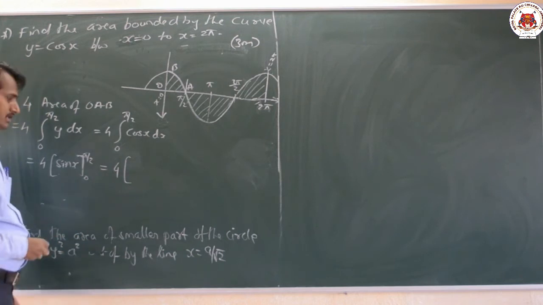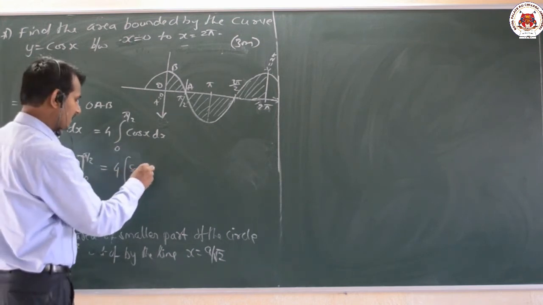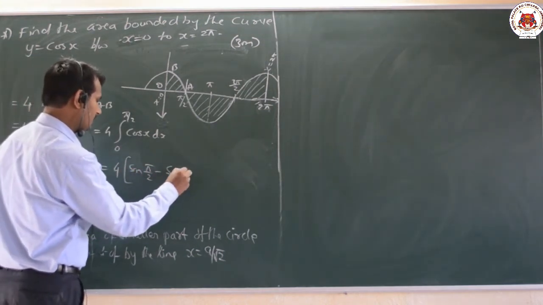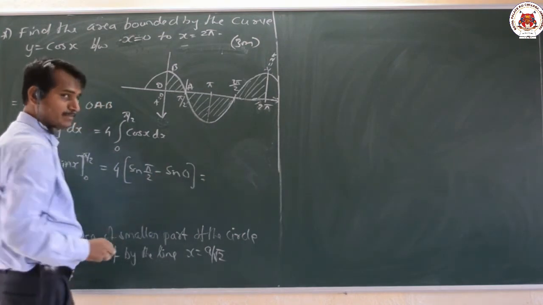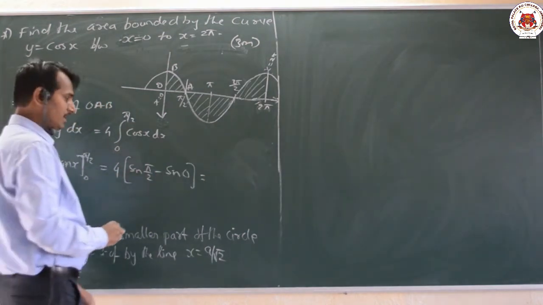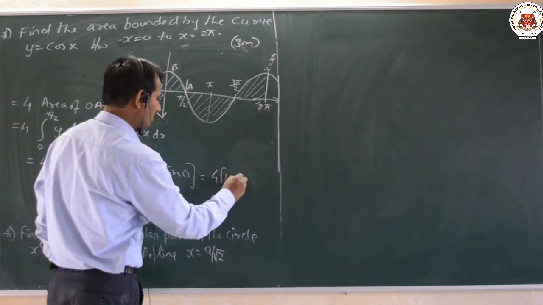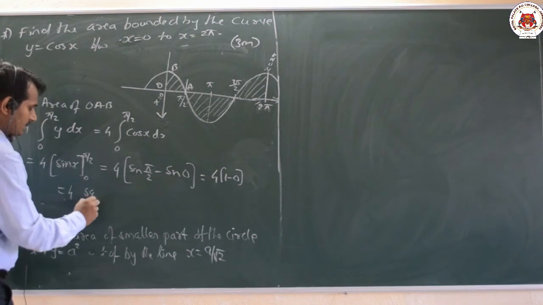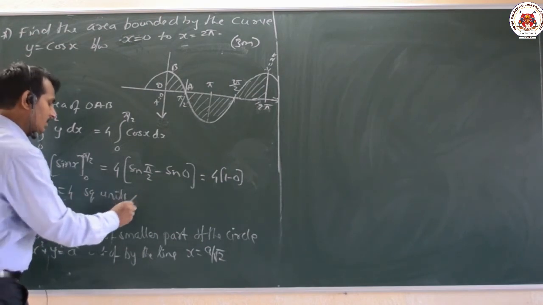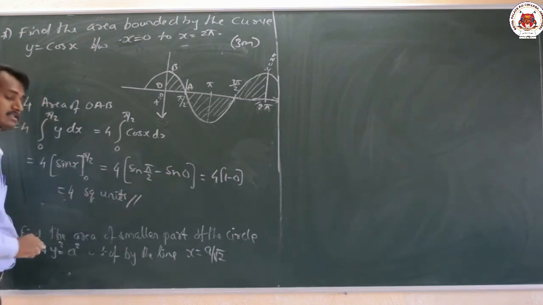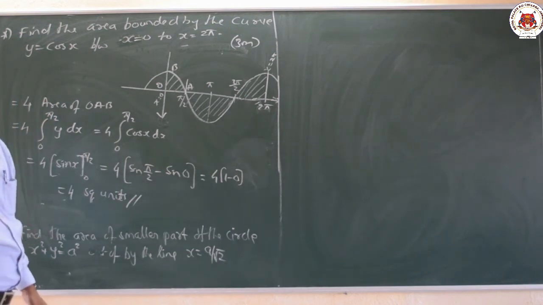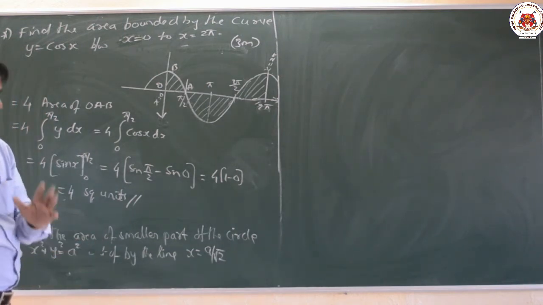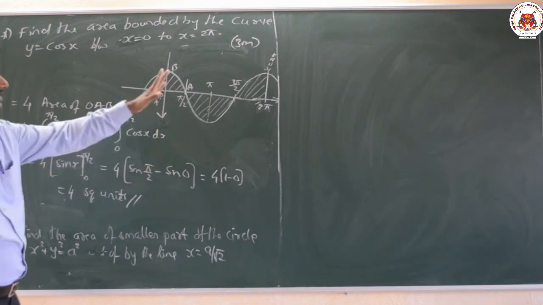That means 4 into, now we substitute the upper limit, sin of pi by 2 minus sin 0. The value of sin 0 is 0, and the value of sin pi by 2 is 1, so that is 4 into 1 minus 0, and the value will be 4 square units. That is our required result, a very simple and easy example for 3 marks.